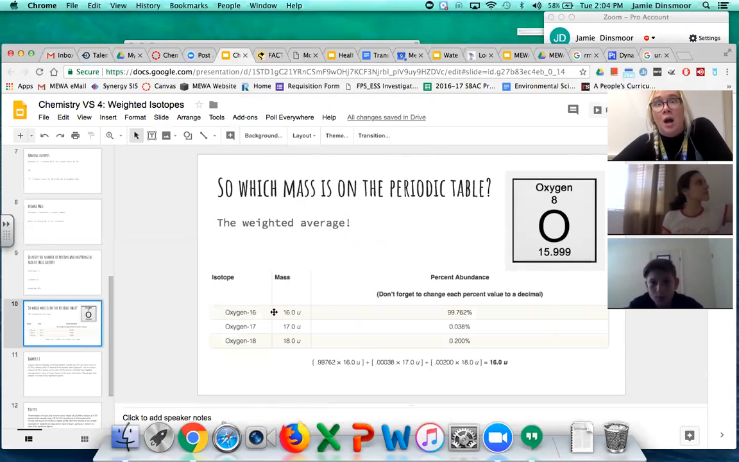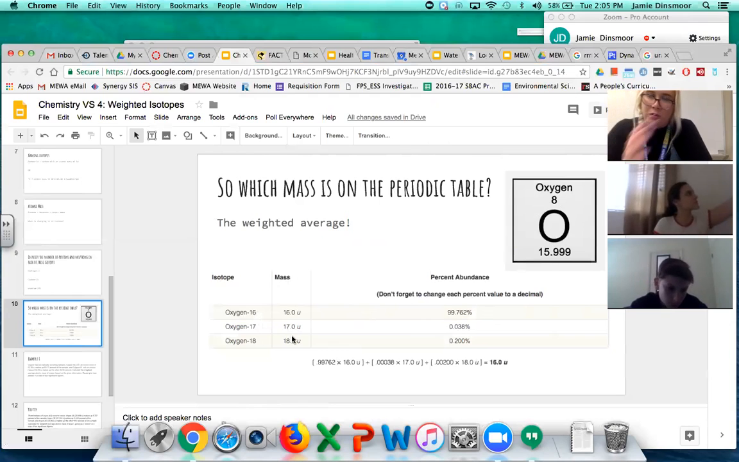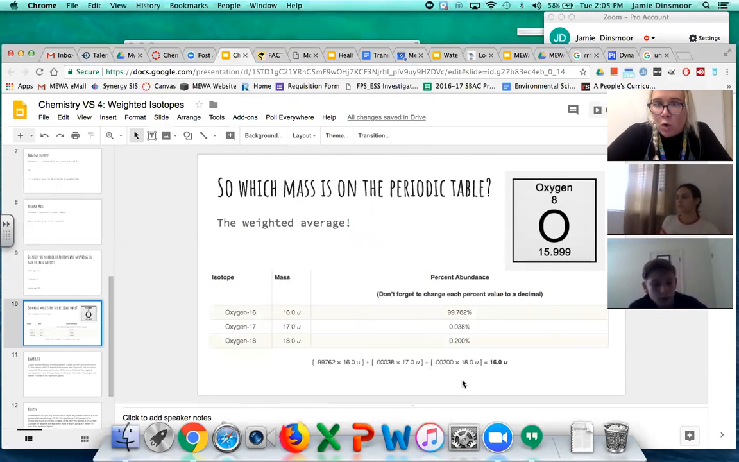Oxygen 16, the most common one, makes up 99.762% of the oxygen in the world. Oxygen 17 and 18 exist, however in very small percentages. Not even 1% of oxygen on Earth has these isotopes. So what we do is set up an equation to figure out this mass on the periodic table, or what the weighted average would be. We do that by multiplying the percent times the mass and adding them up, which we're going to go through in a little more detail, but there's an example of how they did that right here.